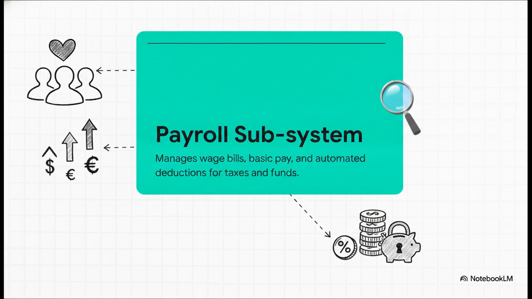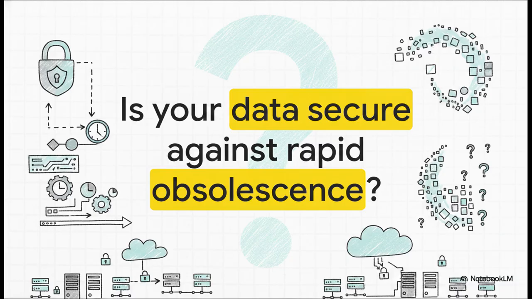This limb handles the human element. It manages the entire wage bill, calculating overtime, basic pay, and automatically handling all those complex deductions for taxes, loans, or provident funds. It exists purely to ensure that the people, which, if you remember, was one of our 5 original pillars, are compensated accurately. And that brings us to the end of our anatomical tour.